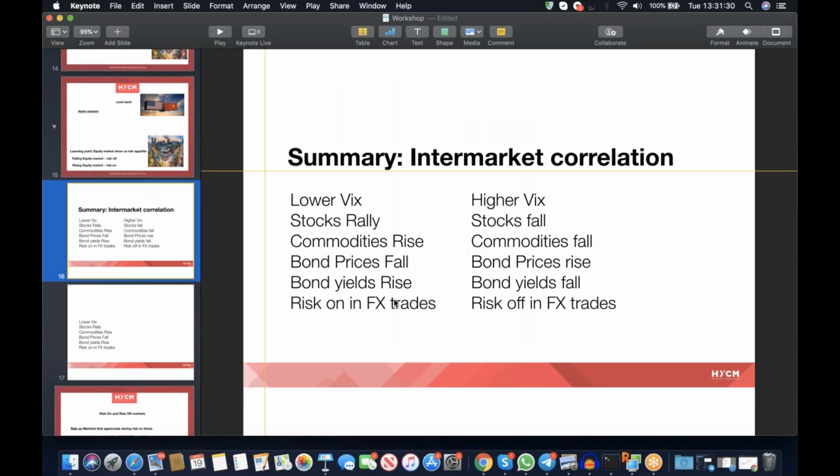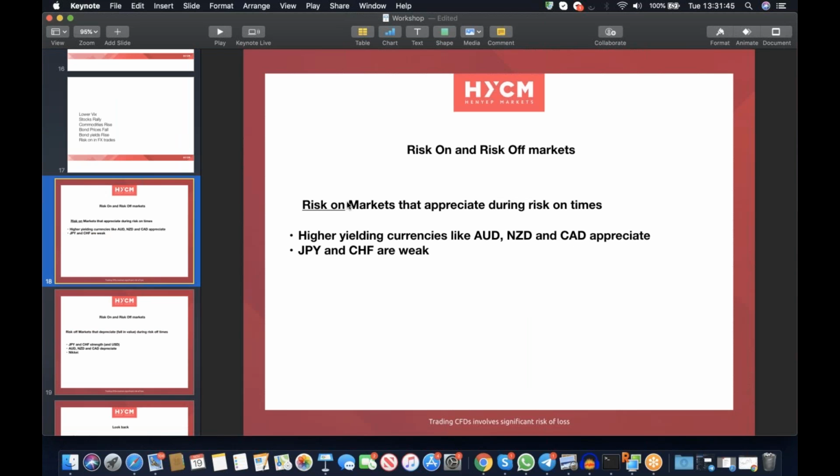Don't forget, there's a little snapshot into market correlation. When we've got stocks rallying, we've got bond yields rising. That's when we've got the risk on environment. When we've got stocks falling, bond yields falling, we've got risk off. And in those kind of markets, when you've got a risk on market, we have higher yielding currencies like the Australian dollar, New Zealand dollar, and Canadian dollar appreciate, which is what we've got working against that pound Australian dollar long I was looking at from this morning.